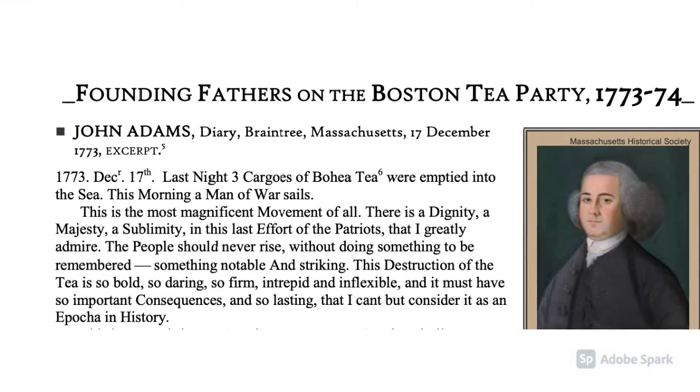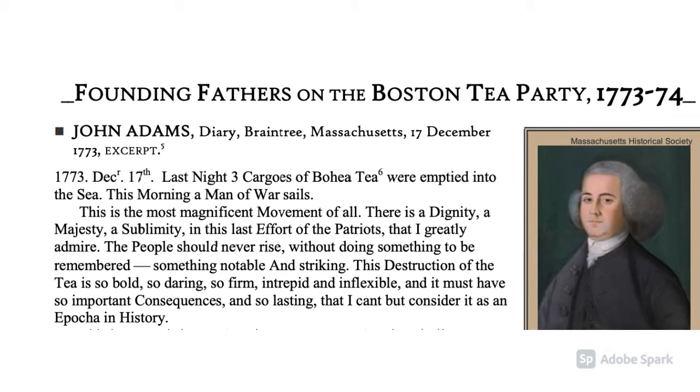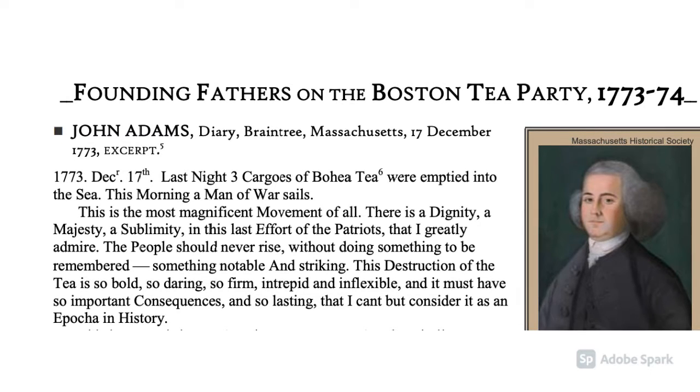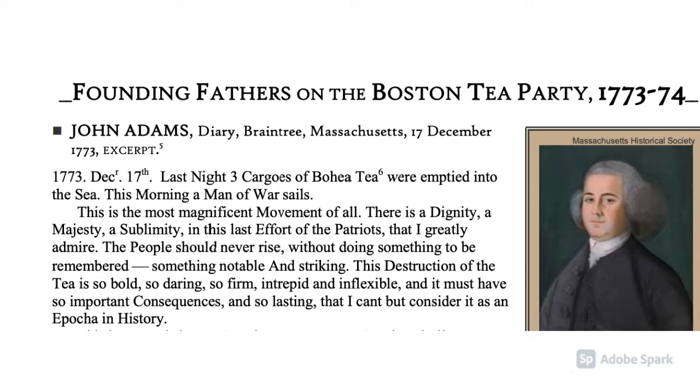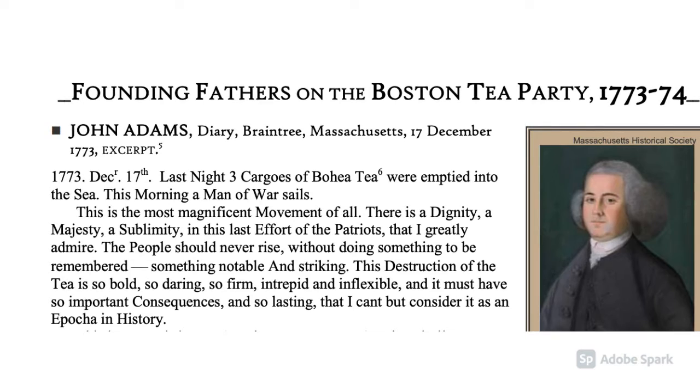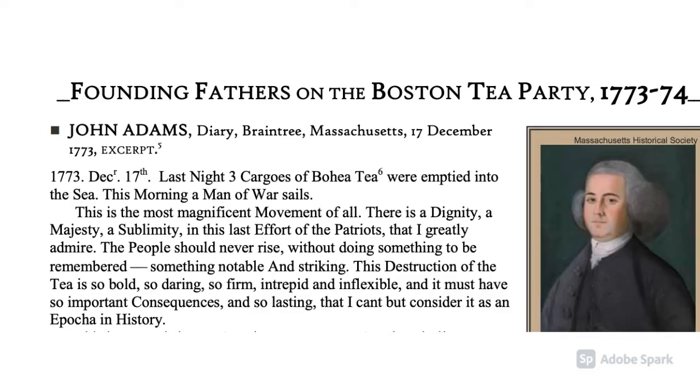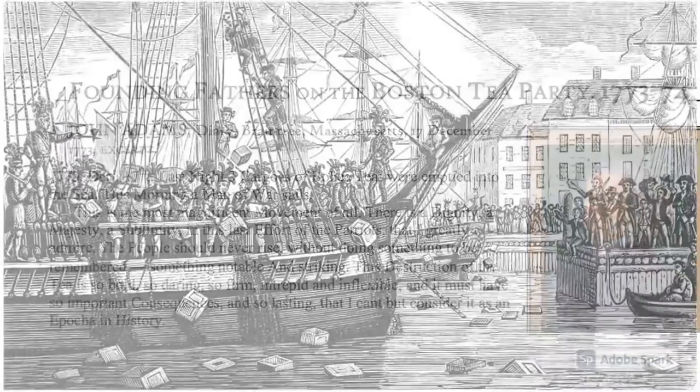So after this boiling point of all the economic turmoil, the colonists knew what they had done, and as you can see here, it says that this is something notable, this is something striking. No other colony has acted out like this against Great Britain, so it was just a really great demonstration of them protesting the goods and the economic burdens that were being thrust upon them.